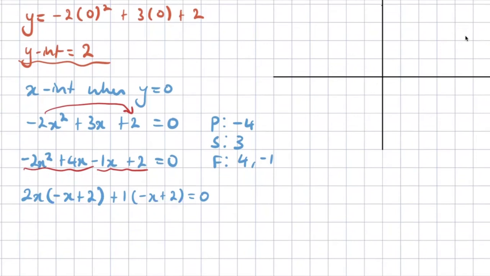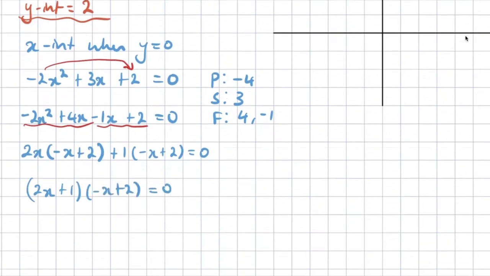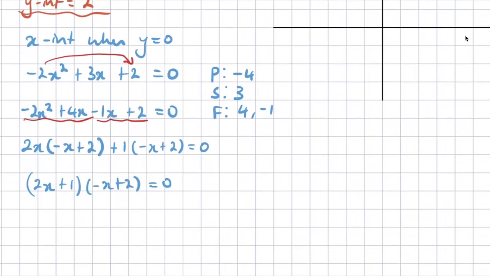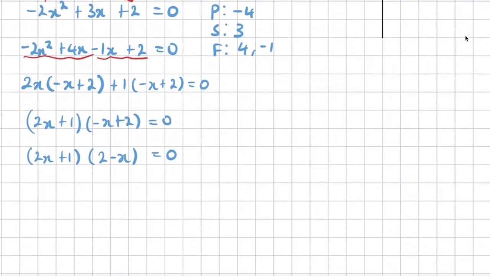Now we know that we are on the right track because we have both brackets being exactly the same. So now we can collect them as a common factor, and we have 2x plus 1 outside of minus x plus 2 is equal to 0. And I encourage you to take a short moment to make it look a little neater: 2x plus 1 outside of 2 minus x, just by rearranging the inside of that bracket, equals 0. Now be careful here.